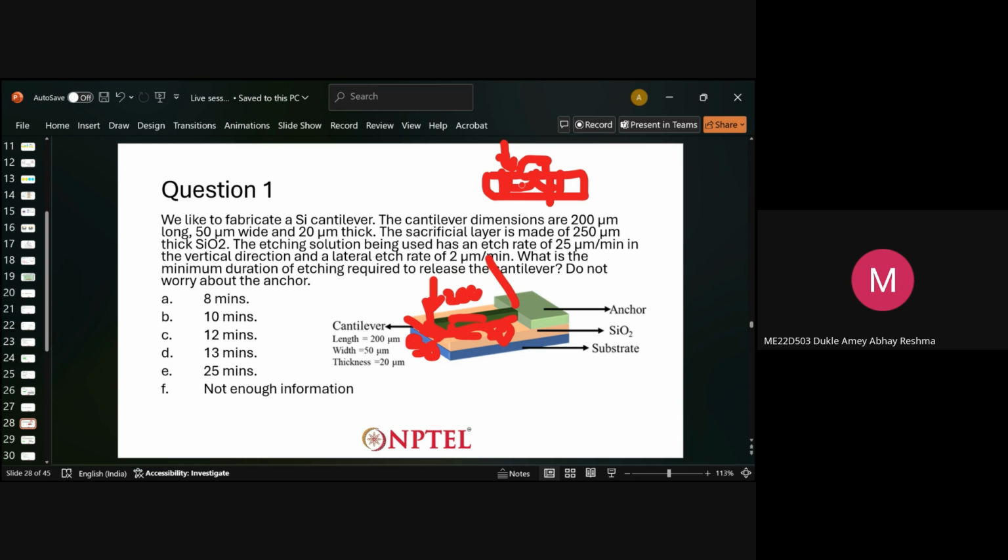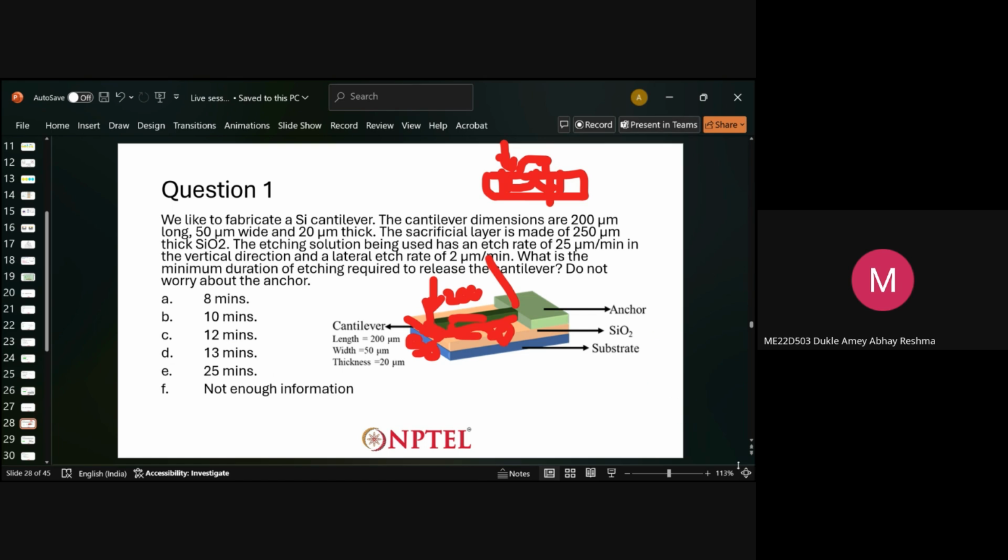Would you like to solve, or should I show the solution in the next slide? Sir, now here, the sacrificial layer is made of silicon, 250 micrometers thick. That is basically to confuse you. That is not mandatory. Sir, you are saying that we have to remove the sacrificial layer? Yes, the sacrificial layer is down below the cantilever.